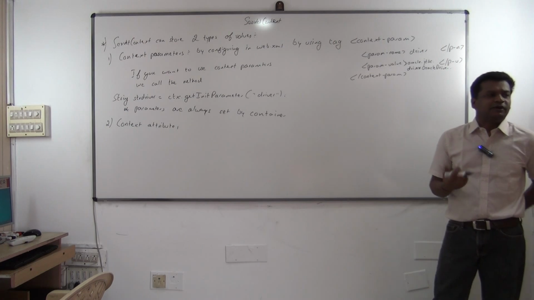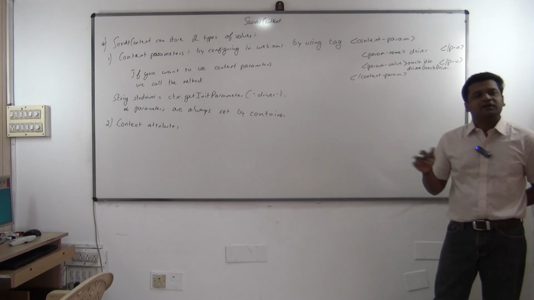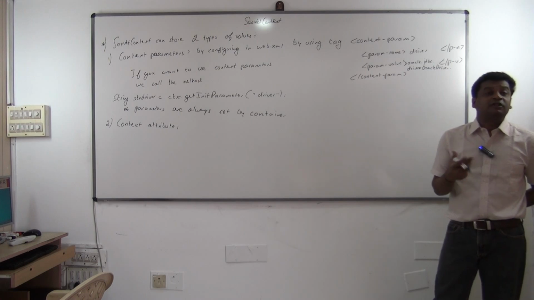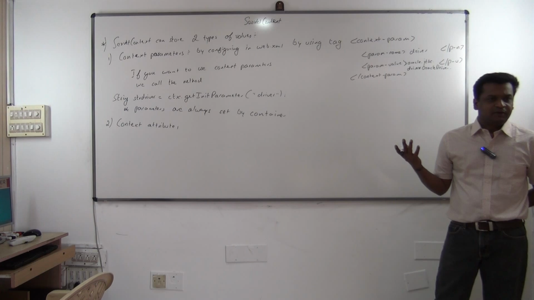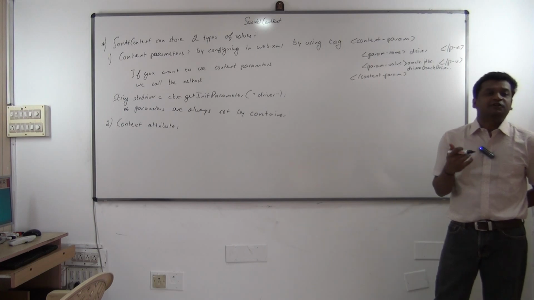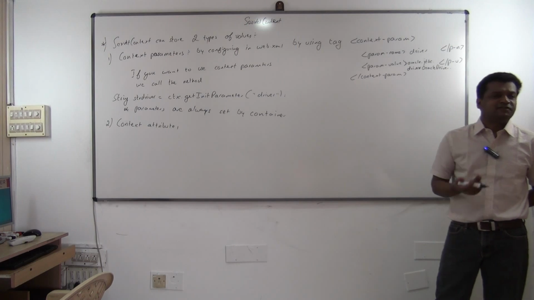So that is why the context object is created when the server starts. When is it going to be destroyed? When the server shuts down. Till all the servlets are running in your server, it should be there. Understood? So the context object will be destroyed only after all the servlet instances are destroyed.